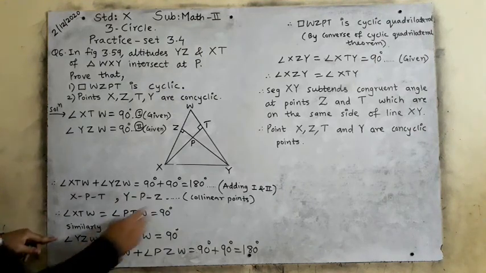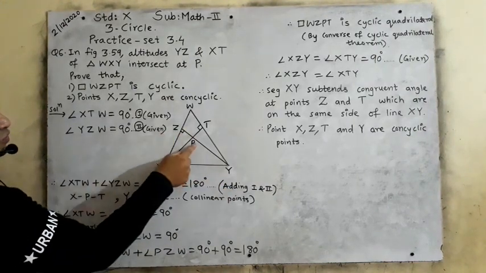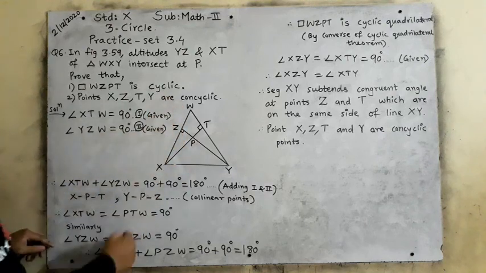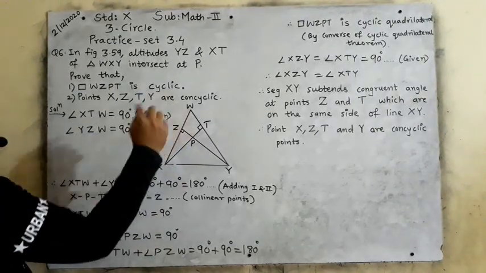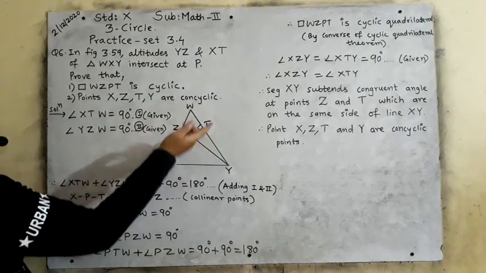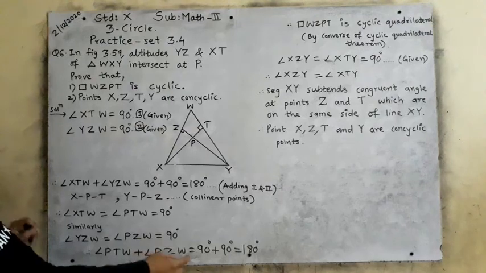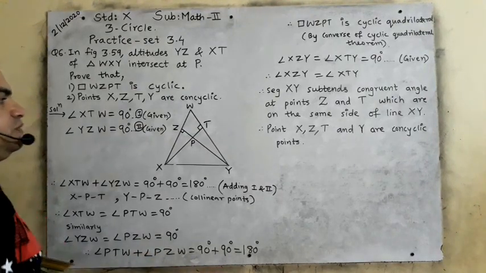Now see here, similarly angle YZW is equal to angle PZW. We can write it is equal to 90 degree. So we will add these both. Therefore angle PZW plus angle PTW is equal to 180 degree, which is proved.